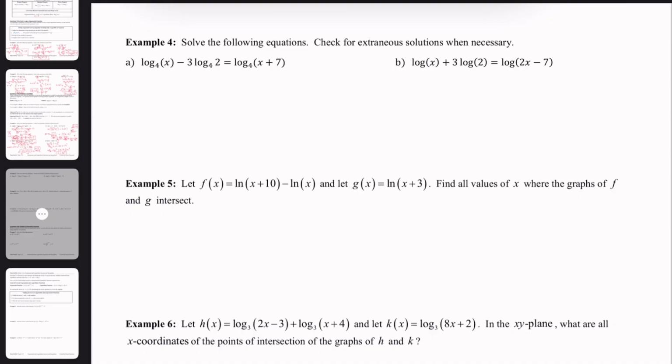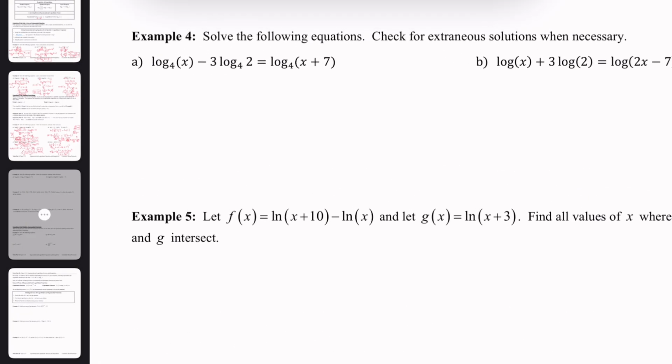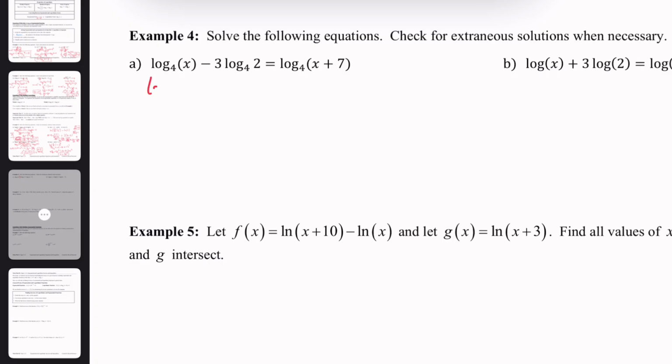Now moving on to example 4. This one is really telling us to check for extraneous solutions, so it's going to be pretty important to check for the domain. So let's go ahead and start with A. It's subtract, so we're going to go ahead and divide. Oh, we need to move this over here to the front. So this right here is 8, we can change it to 8. So it's x divided by 8.